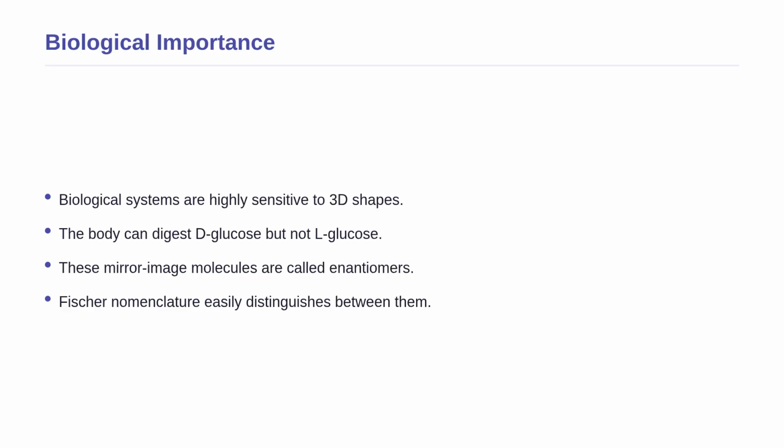You might be wondering why we need to be so precise about these directions. The answer lies in the fact that biological systems are incredibly picky about the three-dimensional shapes of the molecules they interact with. For example, your body can easily digest and extract energy from D-glucose, but it cannot process its mirror image, L-glucose, at all. Fischer nomenclature allows us to instantly tell the difference between these mirror image molecules, known as enantiomers, just by looking at which side the hydroxyl groups are placed on the vertical chain.